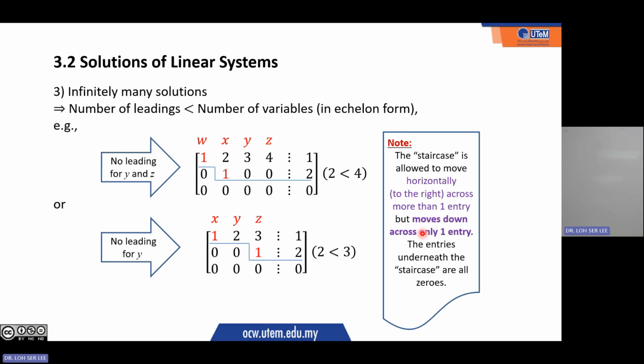And it moves down across only 1 and 3. You see, only 1 and 3 are allowed here. Then it needs to turn right. But along the horizontal line, it can cross more than 1 and 3. And the entries underneath the staircase are all zeros.